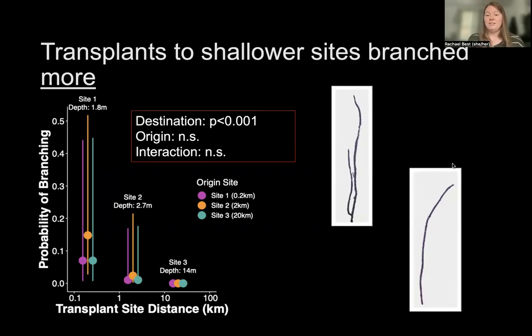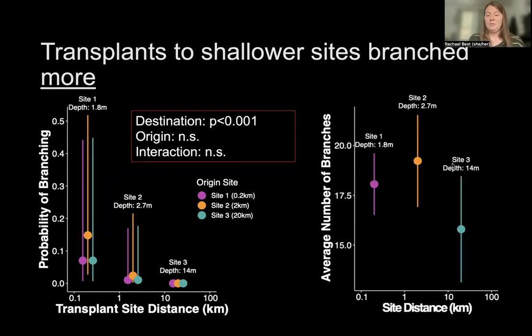So on the right is an example of this. The top photo is a fragment coming from the same colony as the bottom photo, but the top one was transplanted to site 1, and you can see it has several branches, whereas the bottom photo is a fragment that was transplanted to site 3. And as you see, it's not branching.